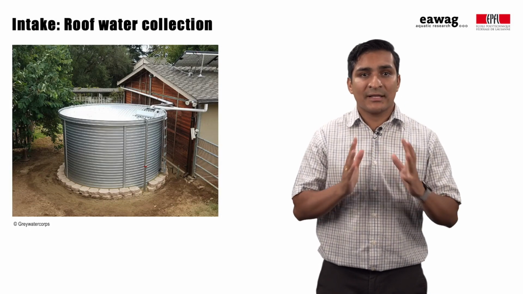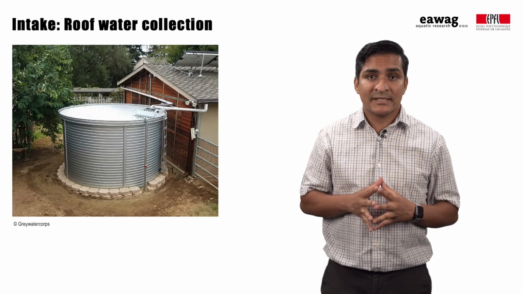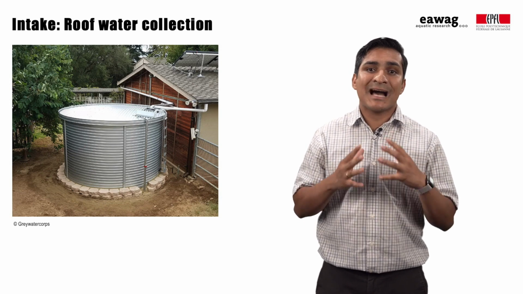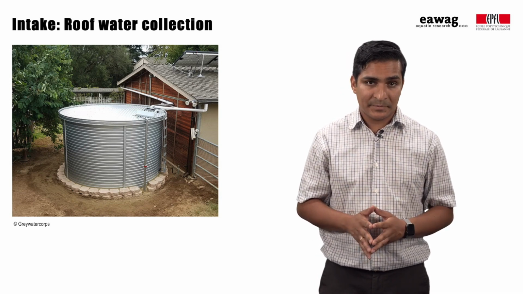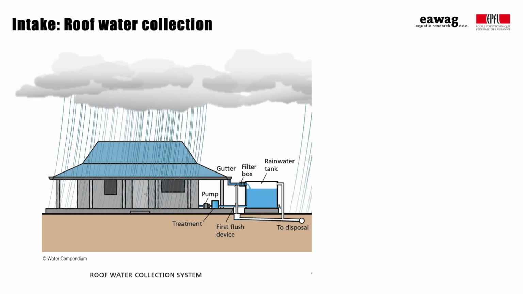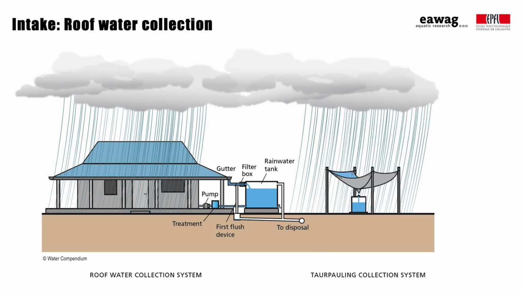Starting with roof water collection, this is a very flexible system that can supplement a household's existing water supplies at certain times of the year. Rainwater can be collected through a gutter on the rooftop or using a tarp system as shown here, and then stored at a household level in a rainwater tank.